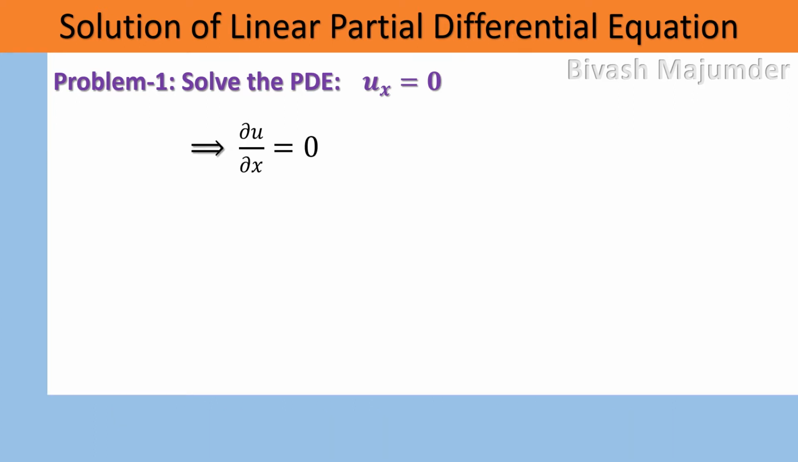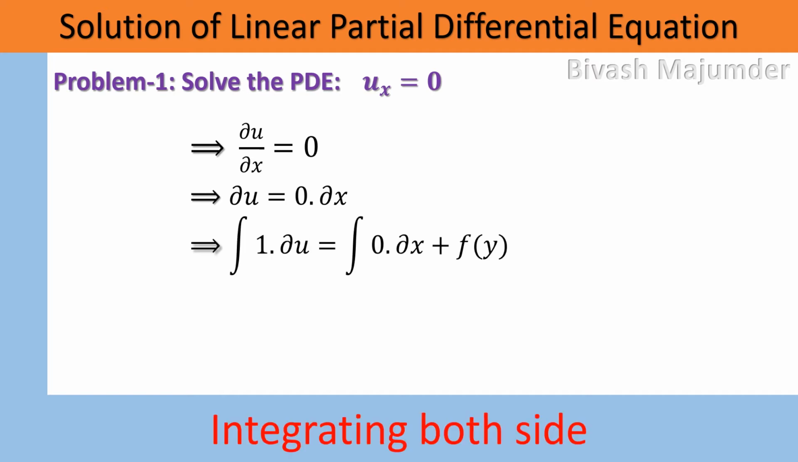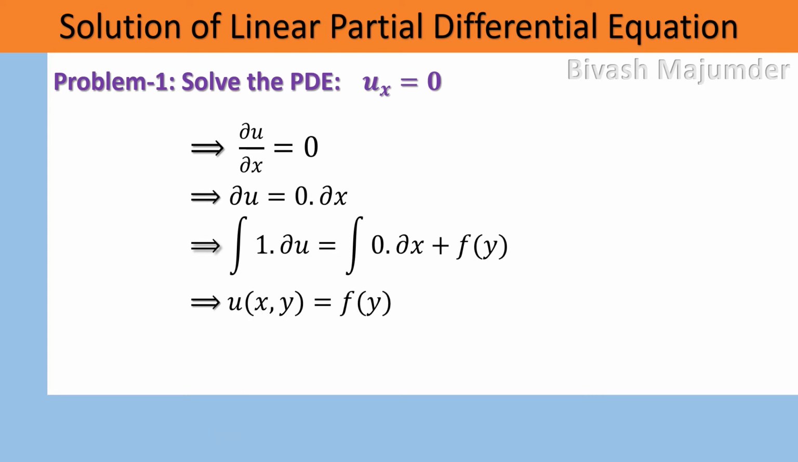Now ux equals 0, which implies ∂u/∂x equals 0, which implies 1 times ∂u equals 0 times ∂x. Integrating both sides, we get u equals f of y, where f of y is an arbitrary function. Finally, the solution is u(x,y) equals f of y.